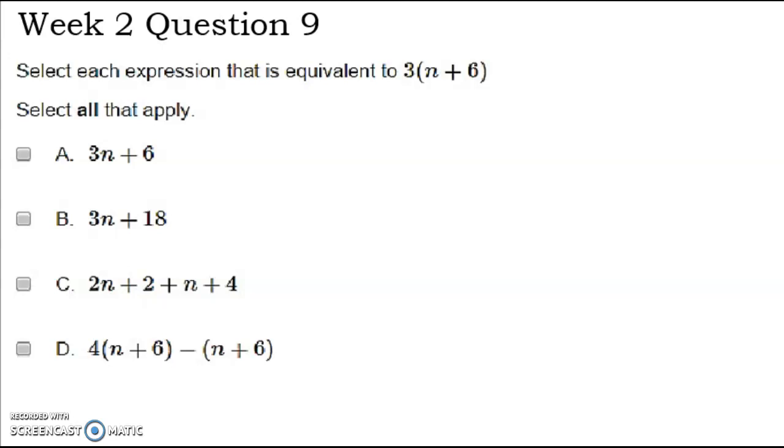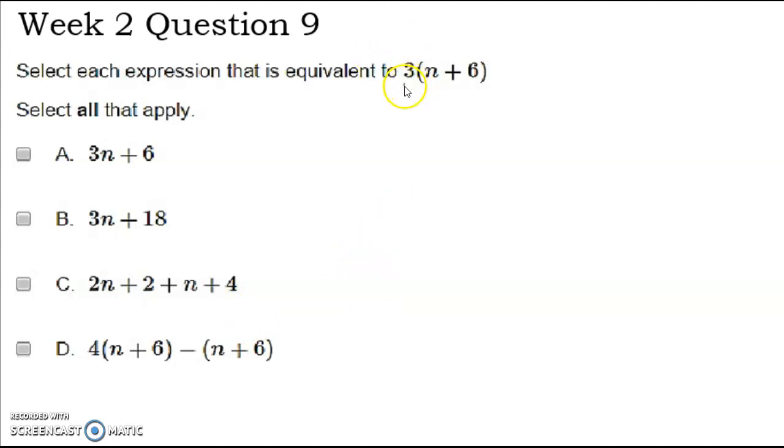So let's go ahead and do week 2, question 9. This is a little bit advanced, but I think some of you can handle it. It's talking about an expression, and we can rewrite expressions in different ways. One of these ways can be rewritten and they can match. So that's what it's talking about.